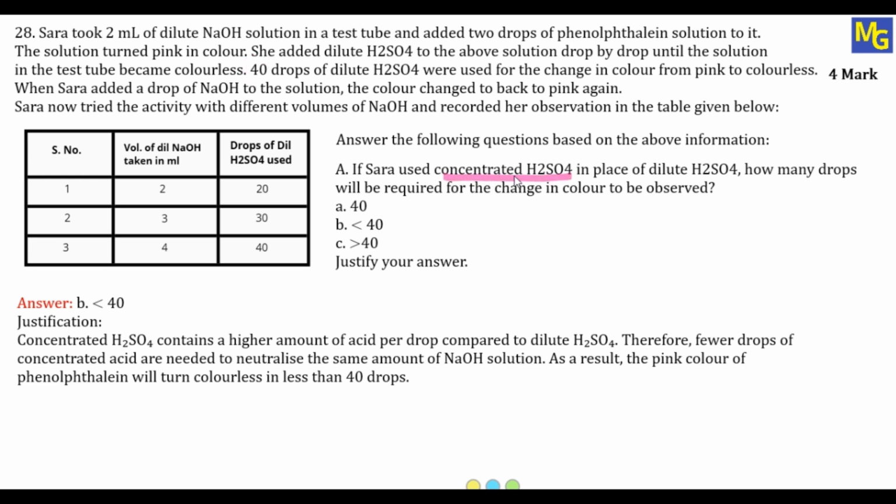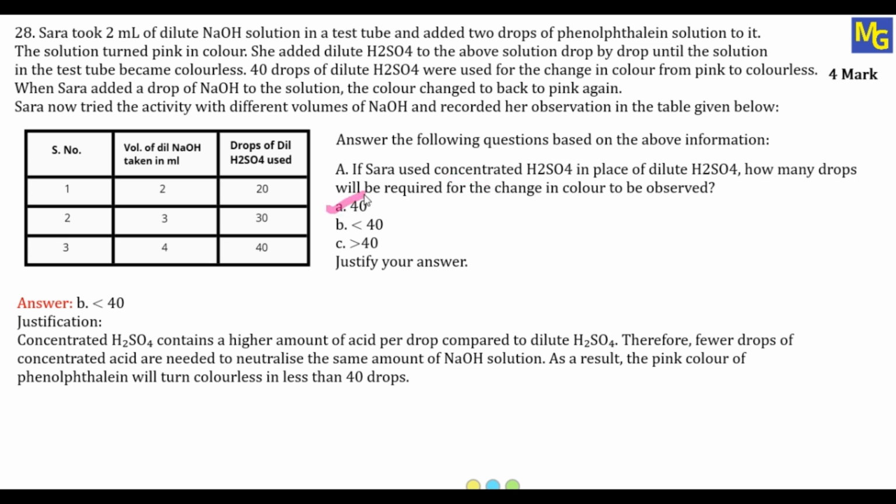If we add concentrated H2SO4, so concentrated means what? H plus ions will be more. If H plus ions increase, automatically the change in color will take place sooner, easily or faster, and you require less amount of H2SO4. If you compare the H plus ions in dilute H2SO4 and concentrated, more H plus ions will be there in the concentrated, and H plus ions are responsible for the change in color. If you add concentrated, then very easily in fewer drops the color will change.